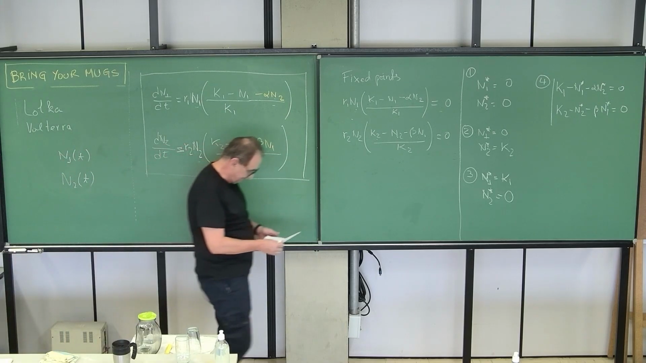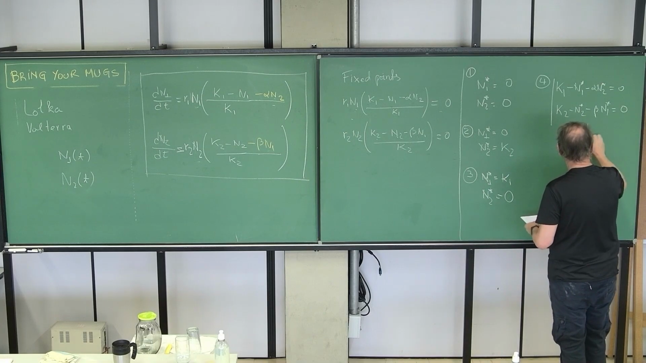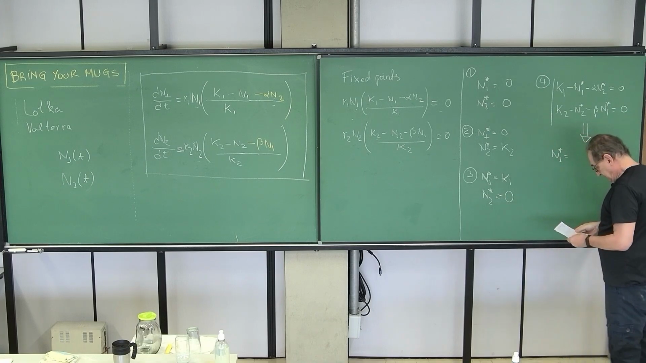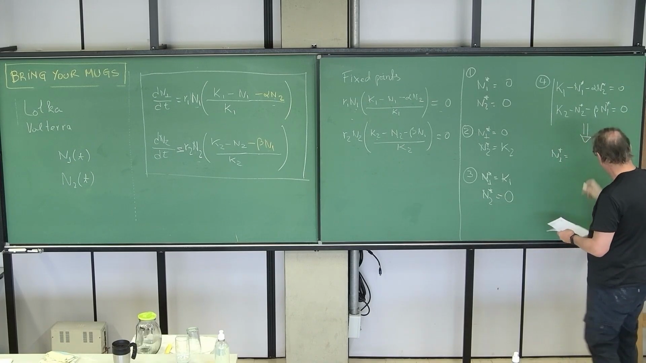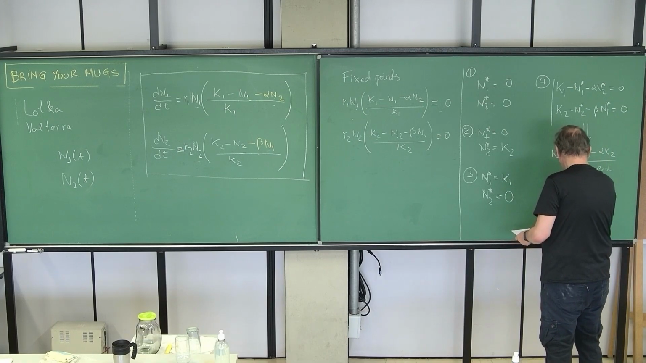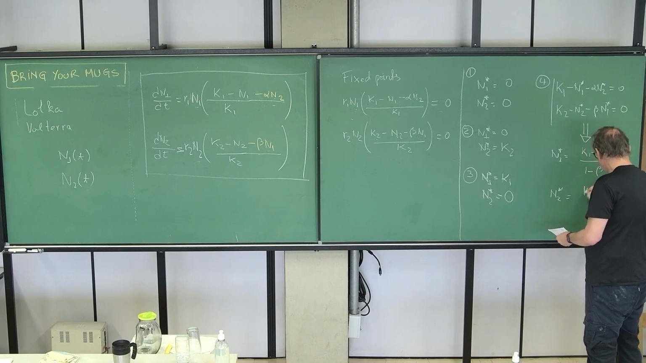And then the solution would be n1 star is (k1 minus alpha k2) over (1 minus beta times alpha), and n2 star is equal to (k2 minus beta k1) divided by (1 minus beta times alpha).